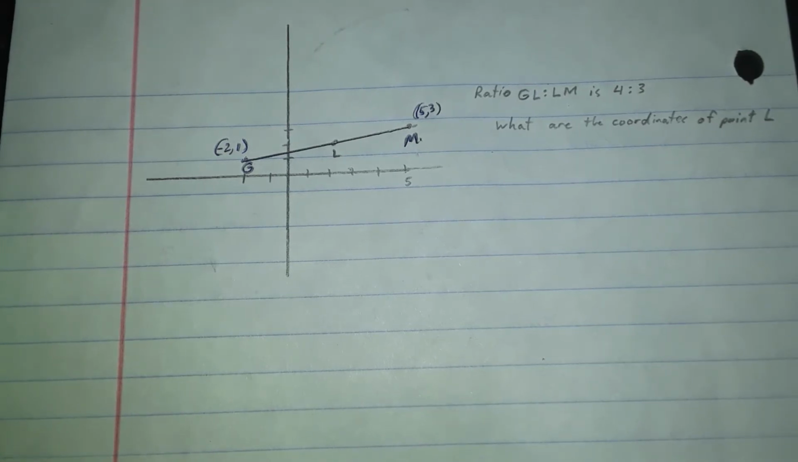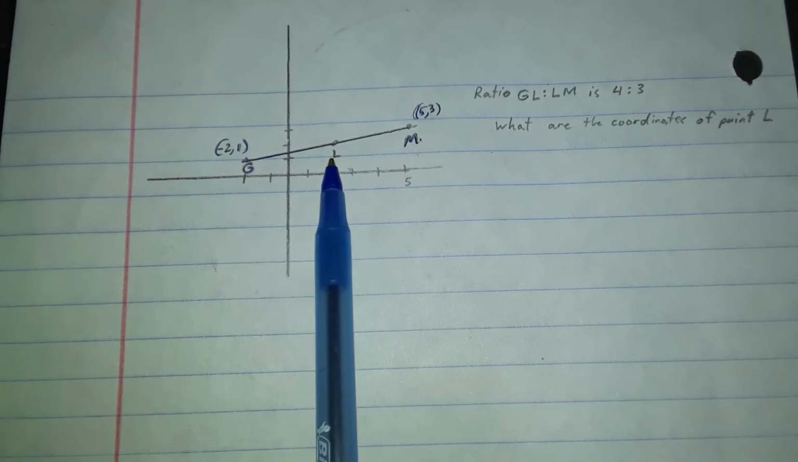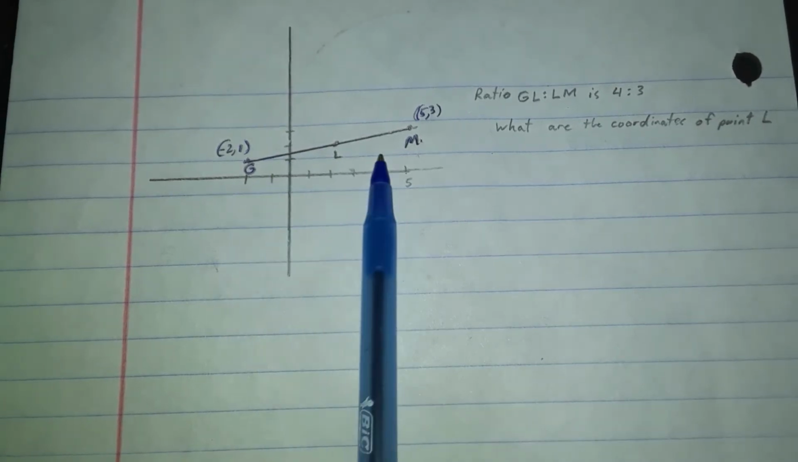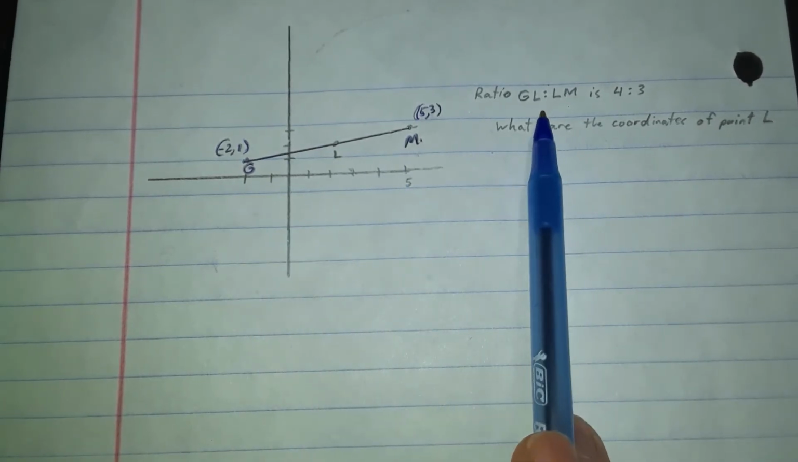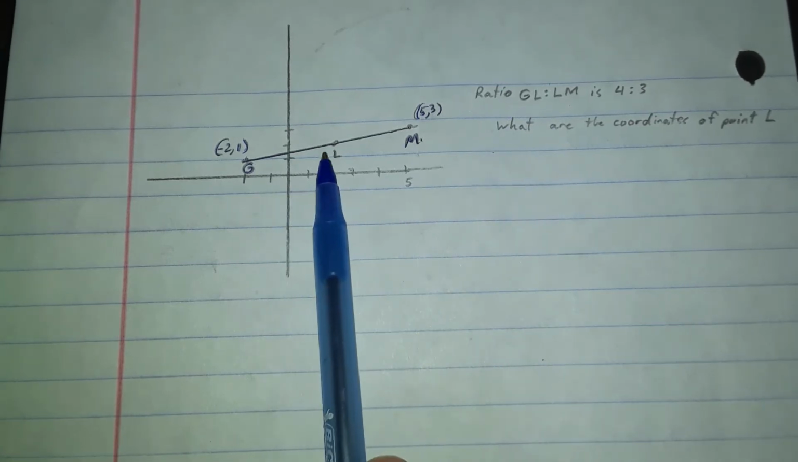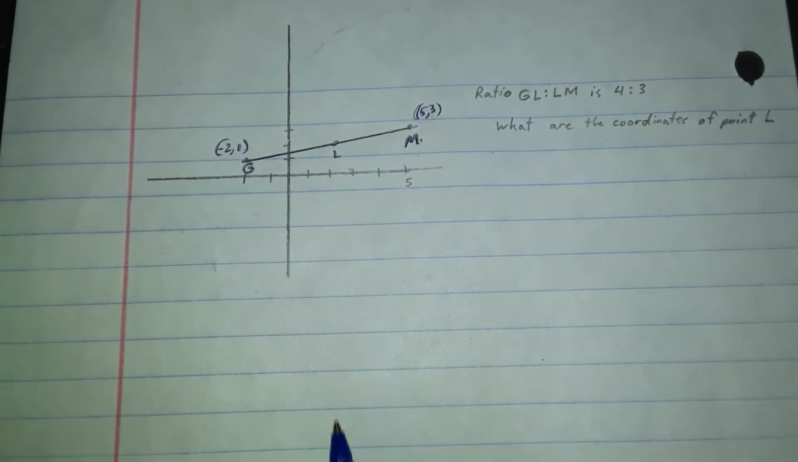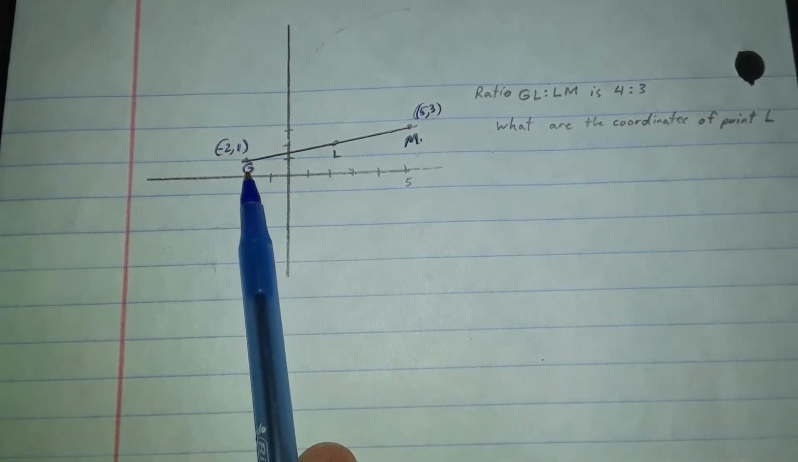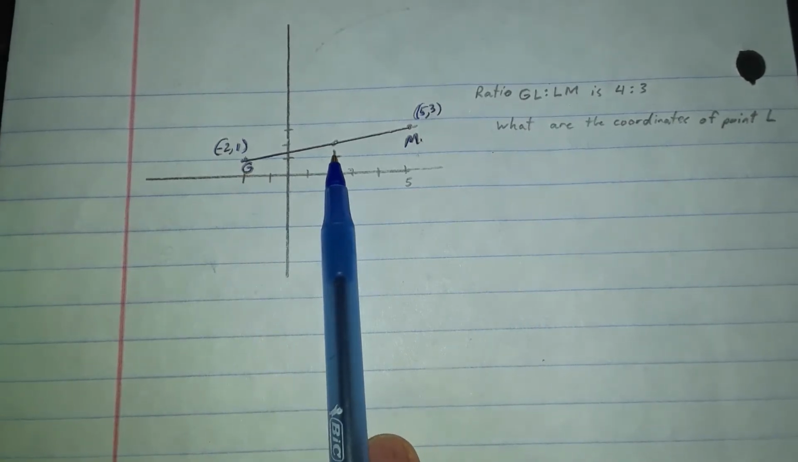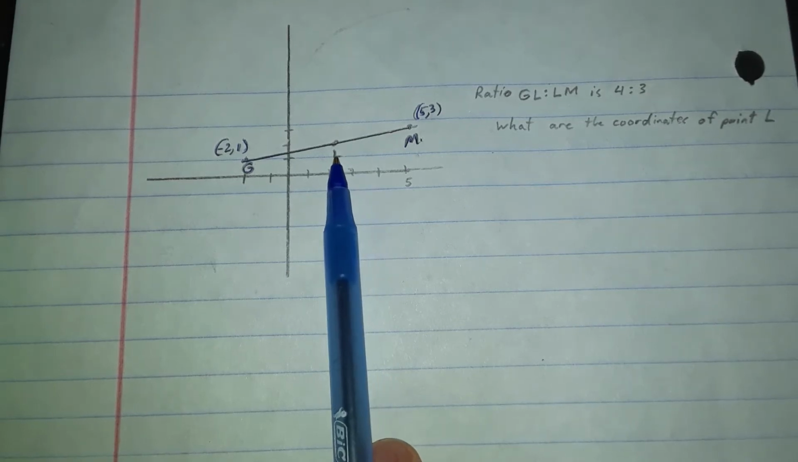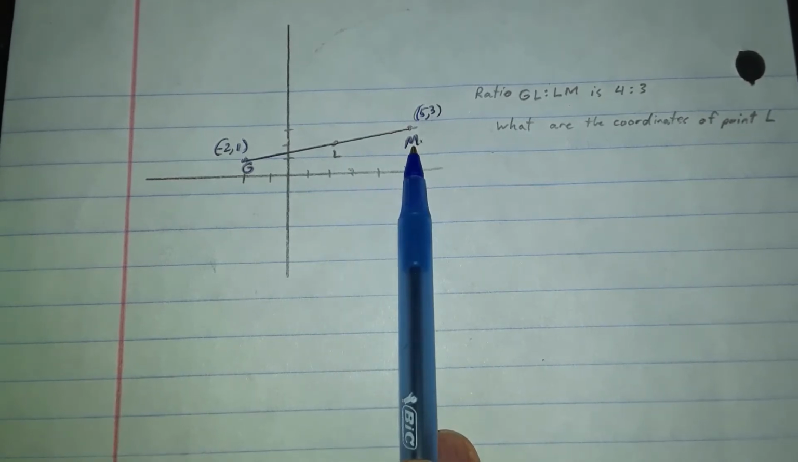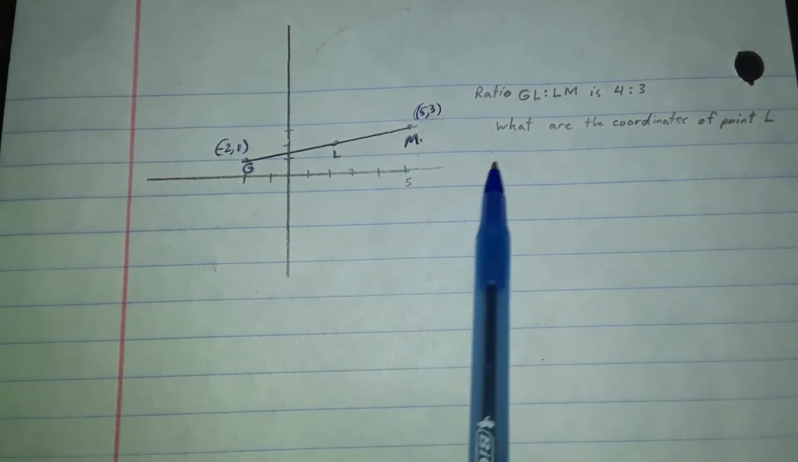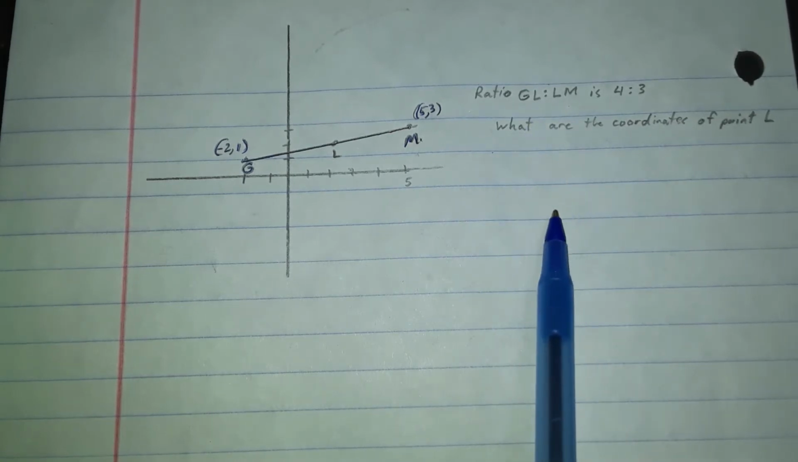Okay, I'm going to do a walkthrough on how to find the coordinate of a point on a segment when we're given a ratio and we have to find that point within that given ratio. So the ratio we're going to have is that from point G to point L is 4 and L to M is 3. So 4-3 ratio.